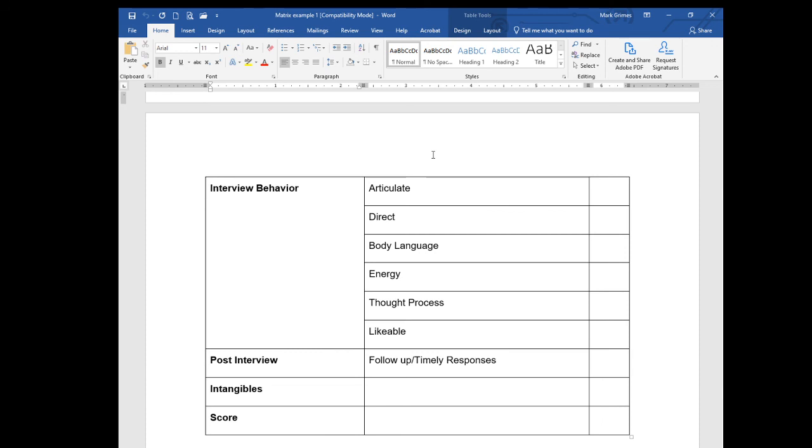The main idea of this is that you're going to have room to make notes, and you're going to have some sort of a way that you can provide a score. So the more room that you can dedicate on this form to providing notes and to putting in a score, the better I think you're going to be.